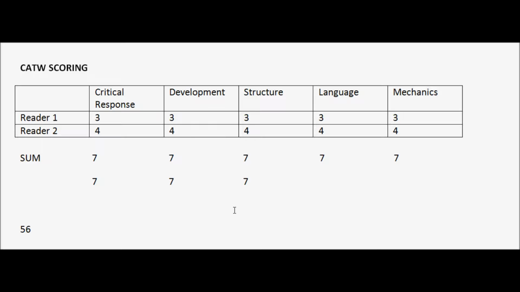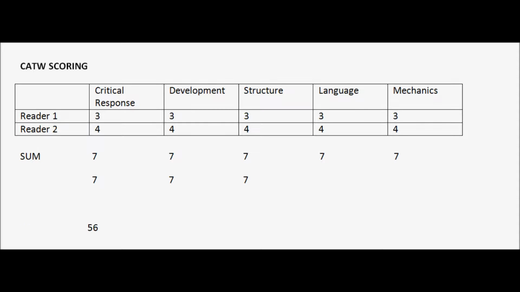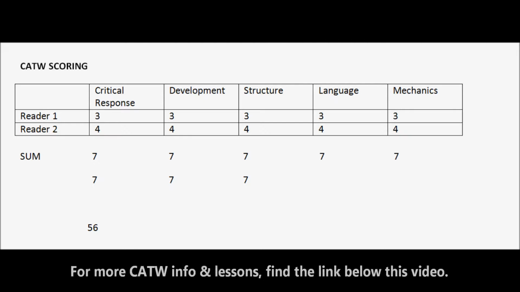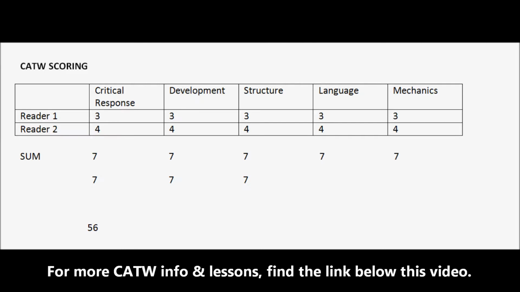Anything below 56 is failing. If there's more than a 1-point discrepancy between 2 readers, a third reader or the chief reader will read and decide on that essay. The maximum score you can get in the CATW is a 96. If you've gotten the hang of calculating the CATW score, you could stop viewing at this point, but I will go through 2 more examples.